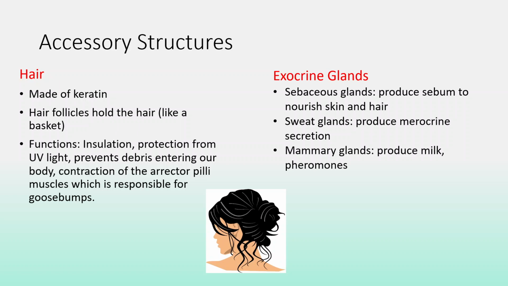The integumentary system also includes exocrine glands. So these contain sebaceous glands, which produce sebum to nourish the hair. Sweat glands produce merocrine secretion to cool our bodies off, especially on a very hot day. And mammary glands produce milk and pheromones as well, so that the baby can recognize its mother.